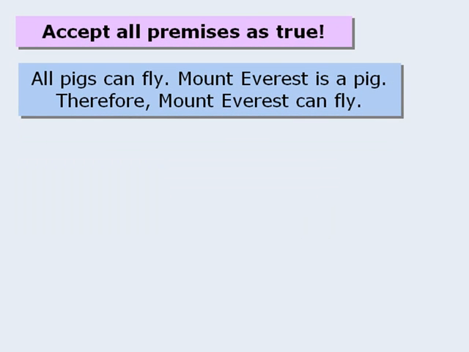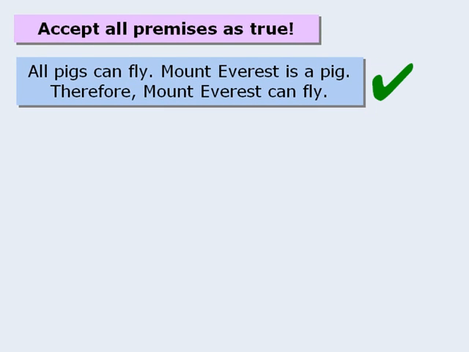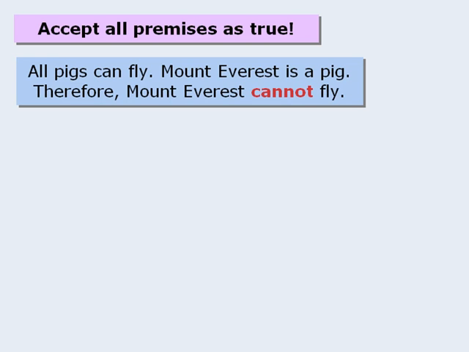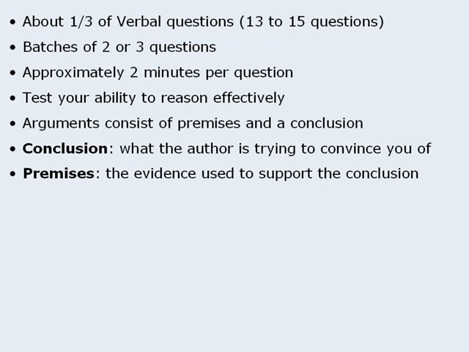All pigs can fly, Mount Everest is a pig, therefore Mount Everest can fly. Is this a strong argument? Well, since we must accept the premises as true, and all pigs can indeed fly, and Mount Everest is a pig, then it must be the case that Mount Everest can fly. Since the conclusion definitely follows from the premises, this argument is perfect. Conversely, changing the conclusion to read, therefore Mount Everest cannot fly, would make this argument invalid. Even though we all know that mountains cannot fly, this is a bad argument because the conclusion does not follow from the given premises.